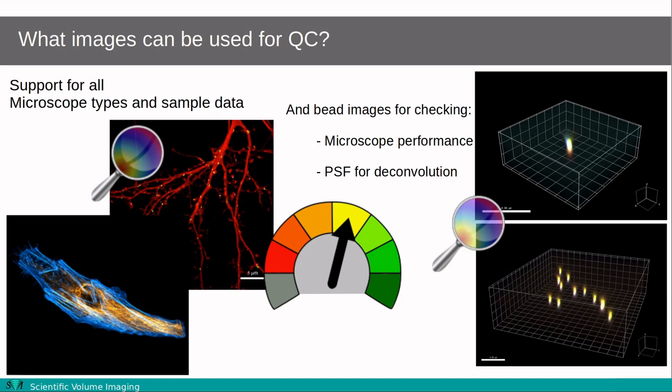So we support all types of microscopes and sample data with this QC tool, and you can load bead images. That can be one bead, or it may contain multiple beads. These can be used to monitor the microscope performance, or you can check what the quality of your point spread function is for deconvolution.